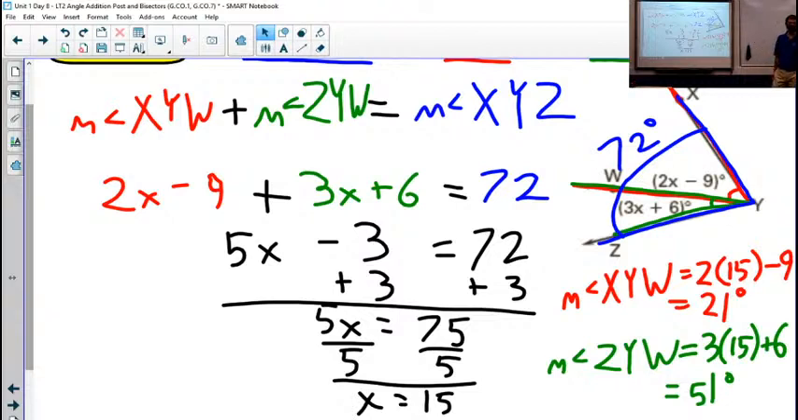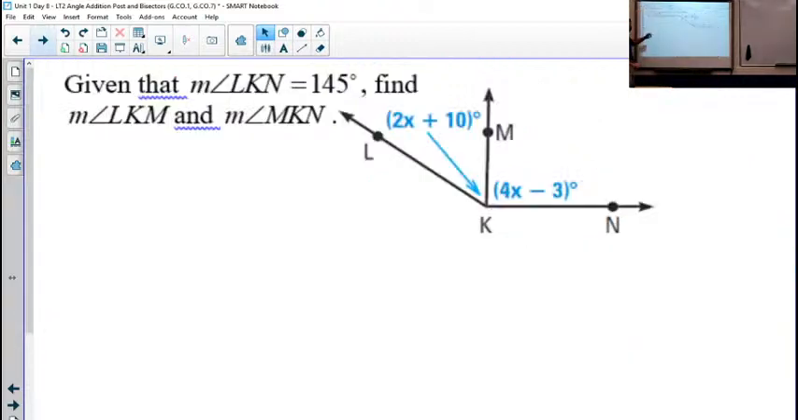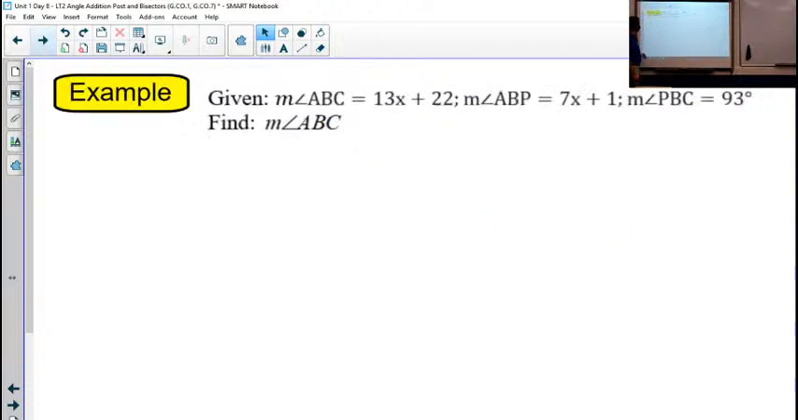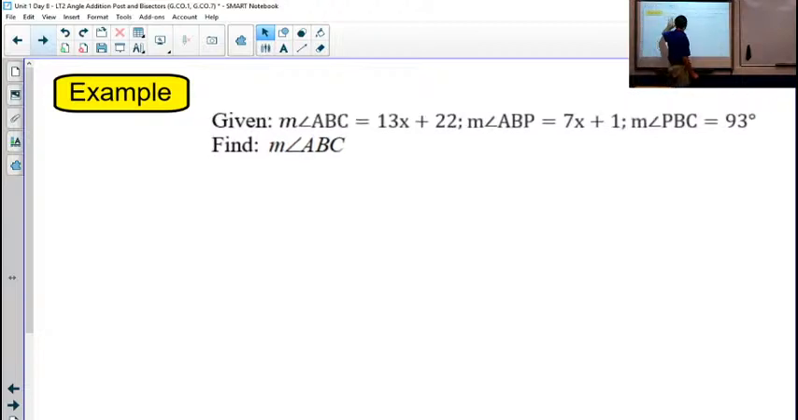Questions on that problem? Take pieces, add them together, we get the whole thing. Let's jump ahead here, because this one I'm going to ask you to do on your own, just so you know. But let's jump ahead to this one, because this one's a little bit harder.